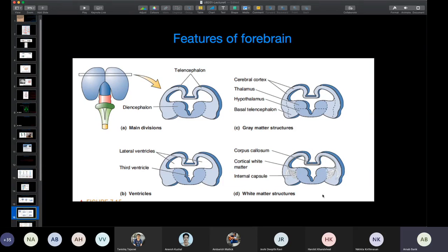And also there are gray structures and white matter structures. The gray structures are basically the cell bodies, which are concentrated here, and the white structures are the axons, which are myelinated, which run across the brain. So that's where the terms gray matter and white matter come from.